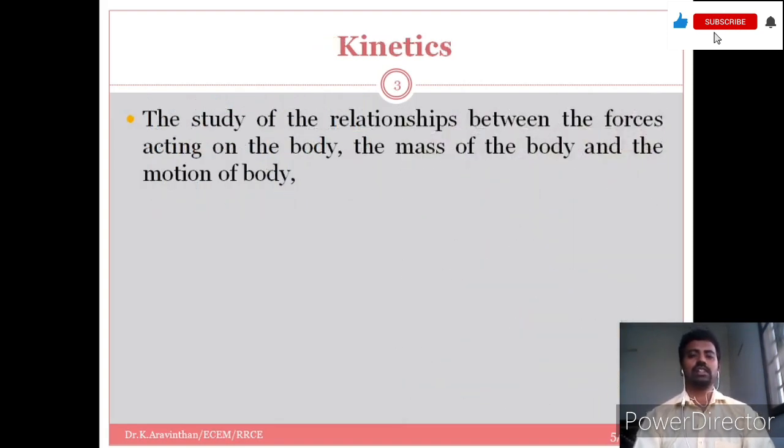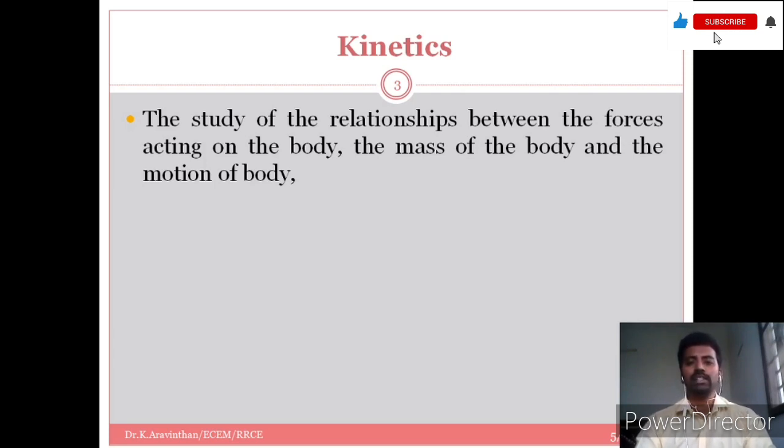Next is kinetics. This is the study of the relationship between forces acting on a body. In kinematics we will not be dealing with the amount of force being applied, but in kinetics we will concentrate on what force acts on the body in order to move this much distance, in order to displace. If you are concentrating on the force on an object, then the study is called kinetics. Also the mass of the body and the motion of the body are considered.